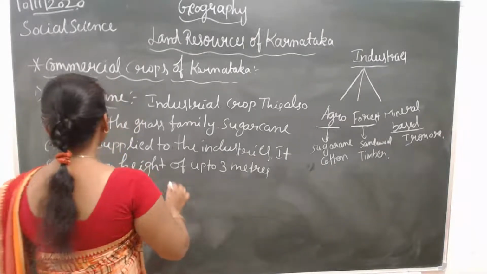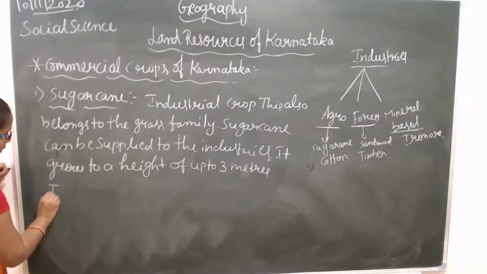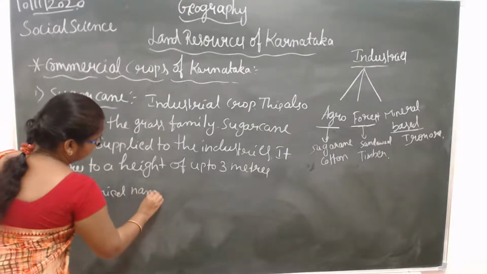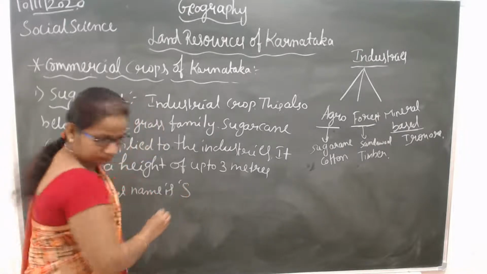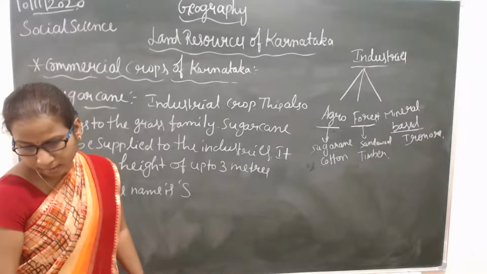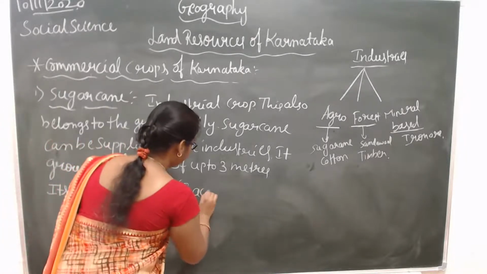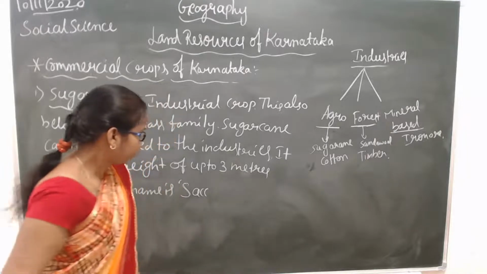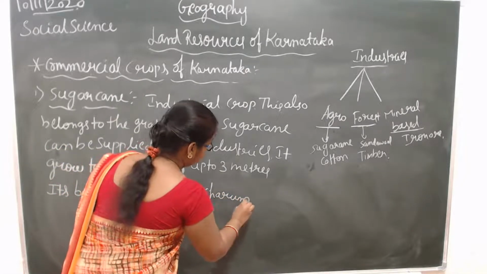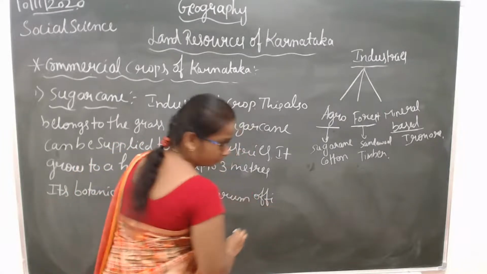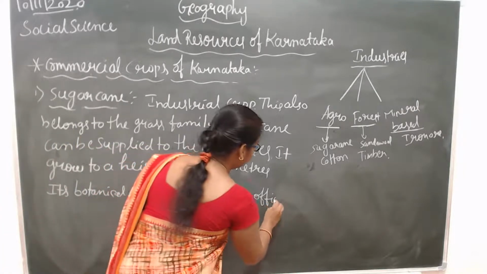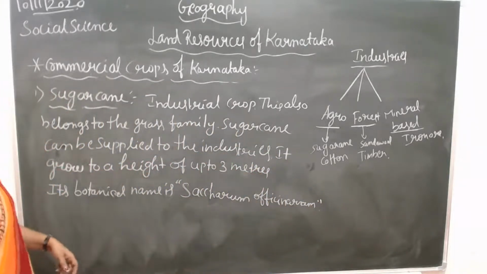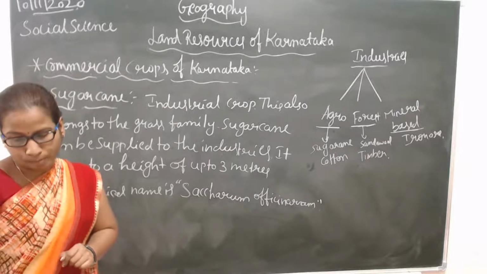Its botanical name, like jowar, paddy and ragi, here also we are having a botanical name. Its botanical name is Saccharum officinarum. So this is the botanical name of which one? That is one of the major commercial crops of our Karnataka.